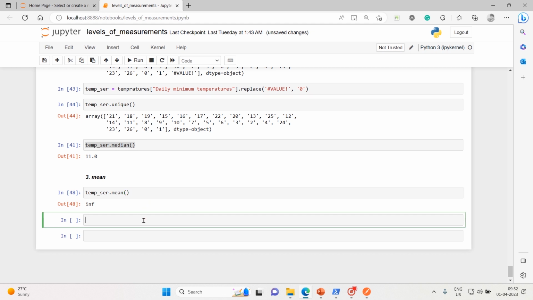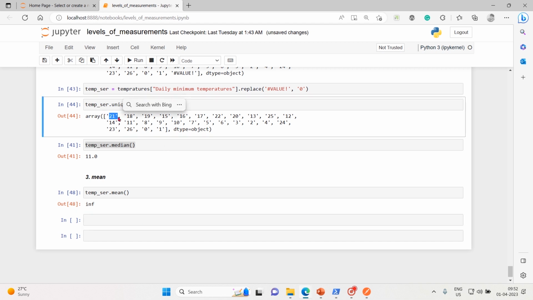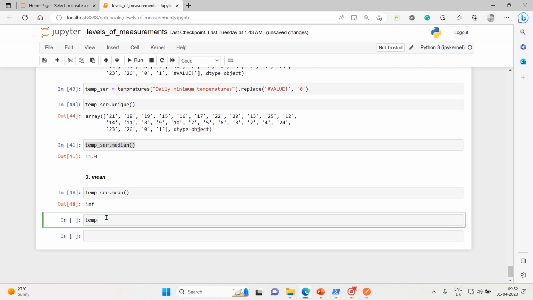But if you see the data type here, it's not int, because this is 2118. You can clearly see it's wrapped in between single quotation marks. So what I will do is take temp series 1 and use astype. Let me convert this into int.